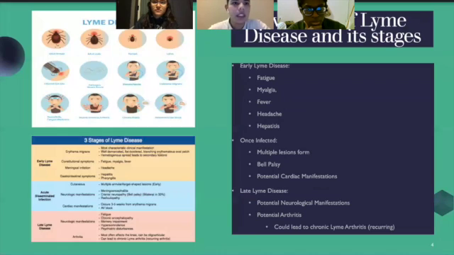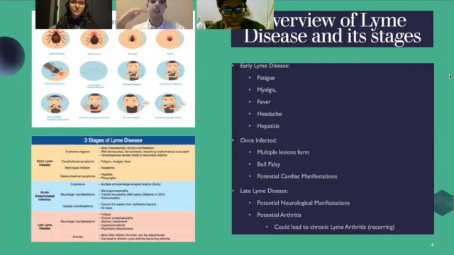Now, this disease has 3 different stages. Each stage has different symptoms. The first stage is the early Lyme disease stage, where if you get infected, you'll mostly feel fatigue, fever, headaches, hepatitis, also myelitis. Once you are actually infected, you most likely will see multiple lesions form, and Bell's palsy, which basically means half of your face will get paralyzed.